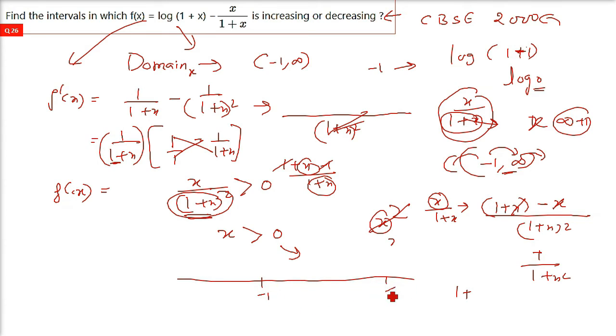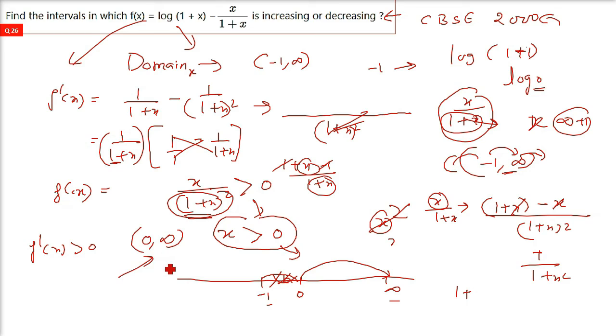That is, in between minus 1 and infinity, f dash x is greater than 0 when x is greater than 0. But we have the domain minus 1 to infinity, and we have x greater than 0 now. So you cannot take this point, it is greater than 0. You will take only things beyond 0 up till infinity. So this will give you 0 to infinity. This cannot be taken. 0 to infinity is what f dash x greater than 0 gives you. This is the answer. Alright.